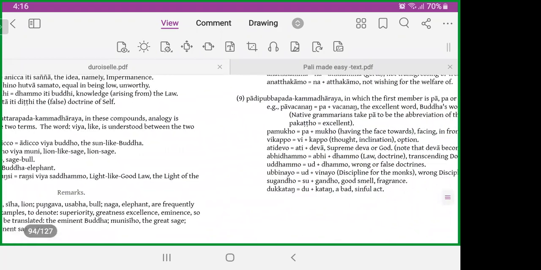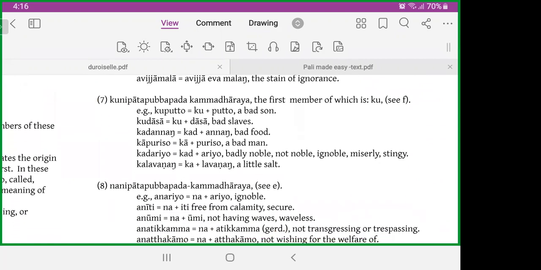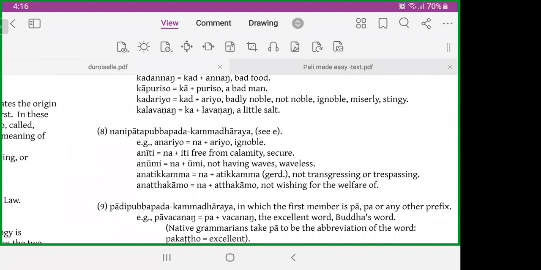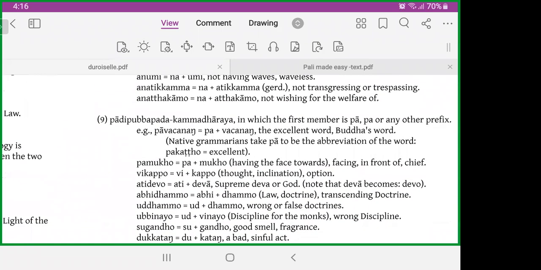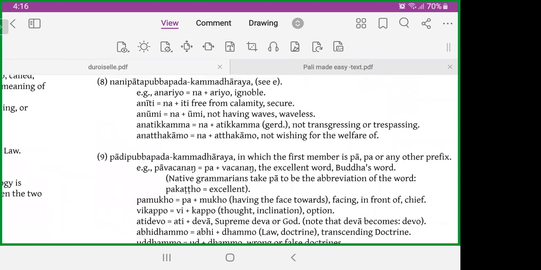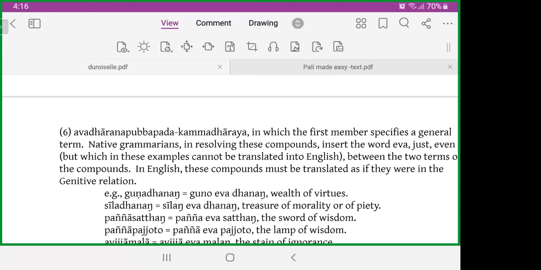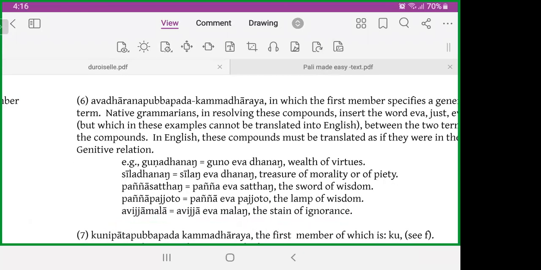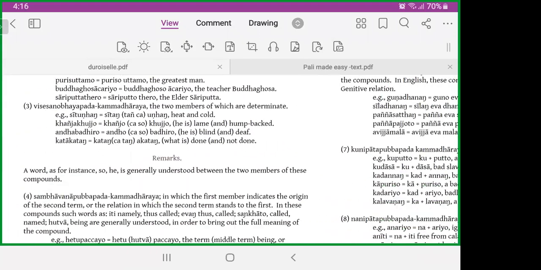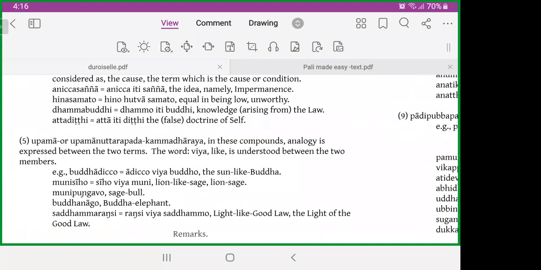Okay. And then the earlier one, we went through the nipata, or the ku nipata with the ku sound, not nipata with the na sound, not becoming ana. So pa with the other pa or vi or ati or abhi or something, all right? So all these are nipata. And then we put this awadarana pubbapada, where you put the ewa sound in between. This is ewa. So the earliest ones we studied are these two, all right? Upama, where you put the viya sound in between, the viya word. This is just to show the analogy.